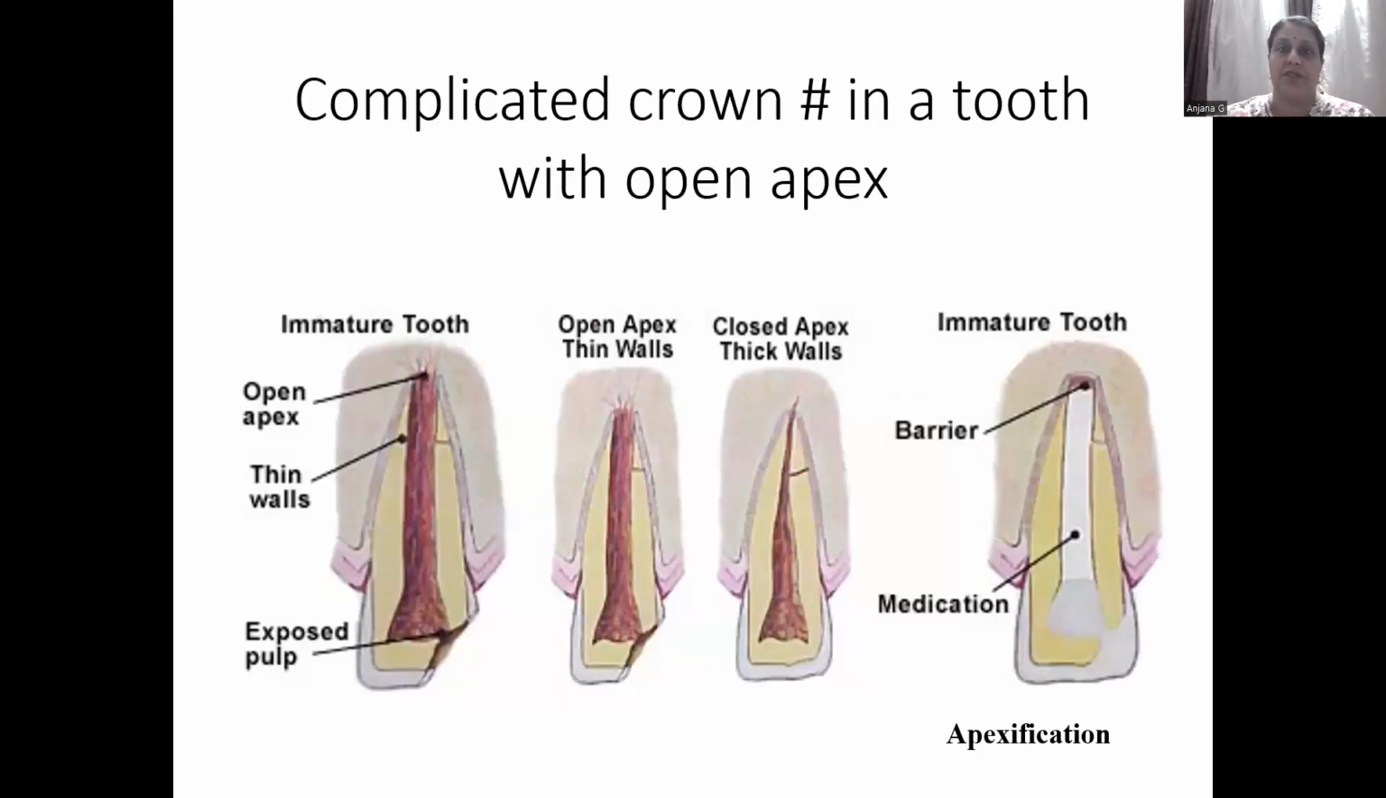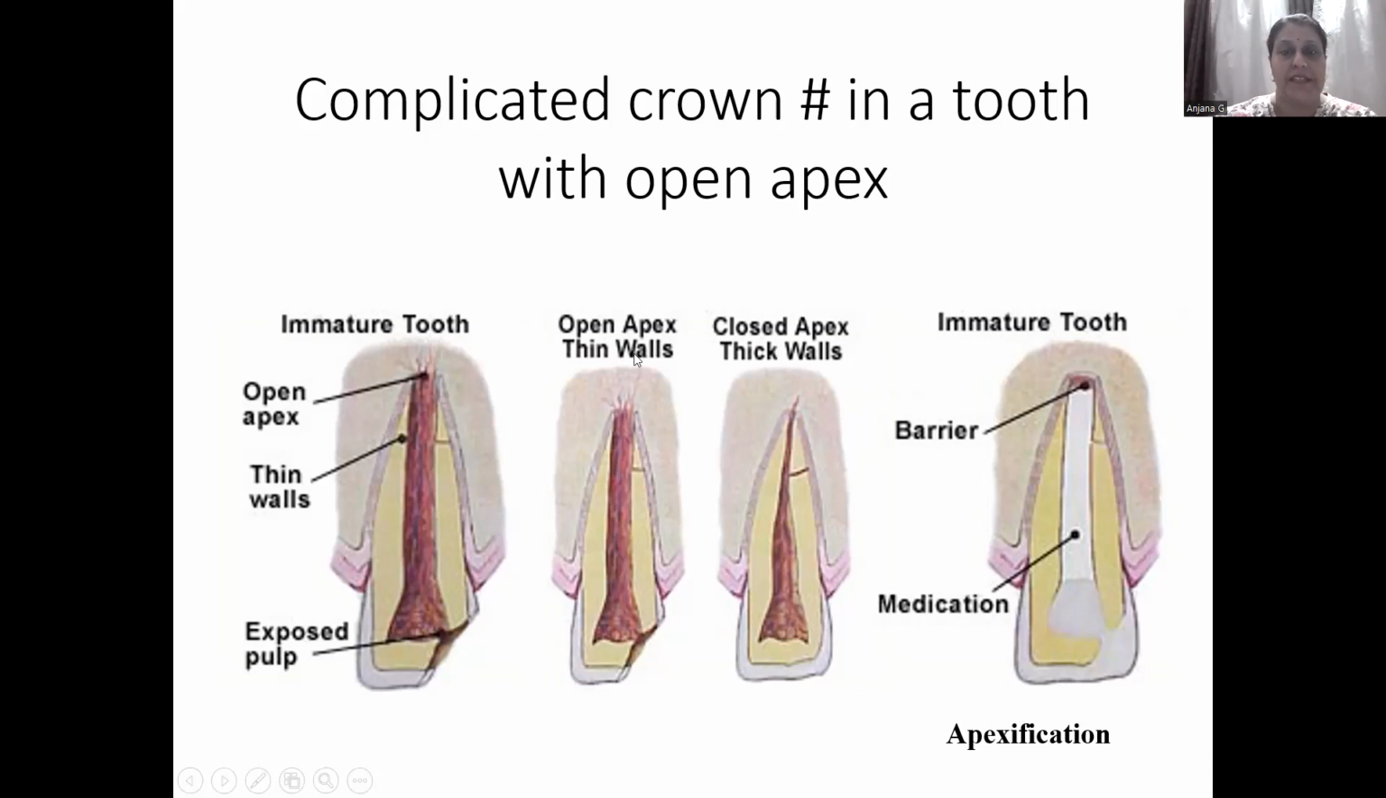Complicated crown fracture in a tooth with open apex. This is what we were discussing just now. If the tooth is immature, as you can see, the apex will be open, and in case of an open apex, the neurovascular bundle is quite thick, and the chances that it severs off at the apex are quite less. But when there is a pulp exposure, it has to be immediately capped and completely restored so that the pulp does not get exposed to the oral environment.